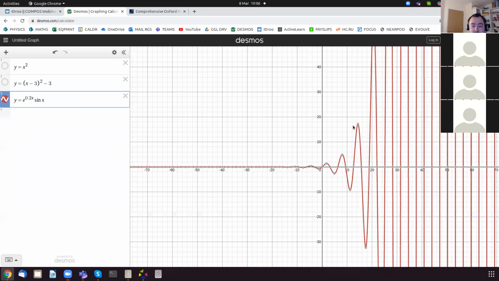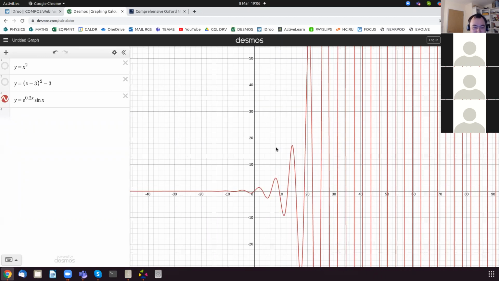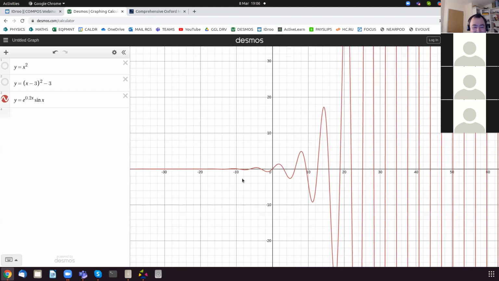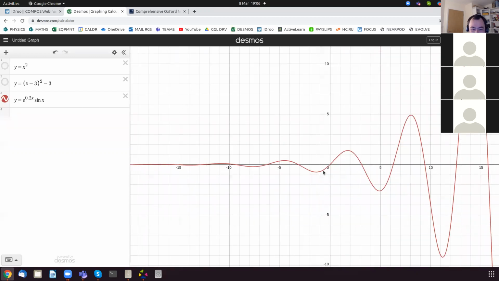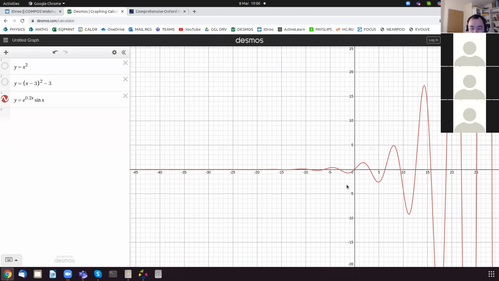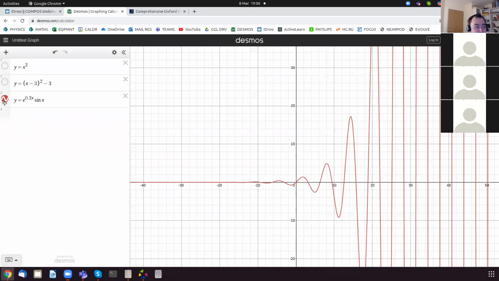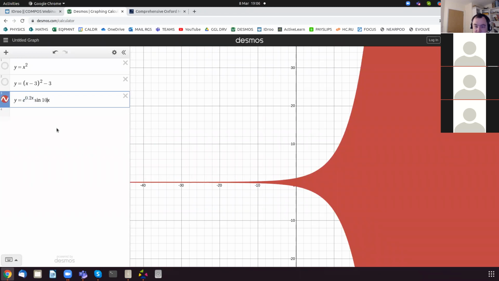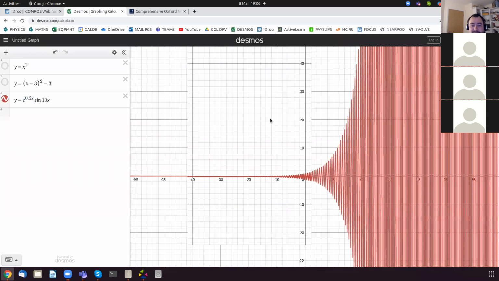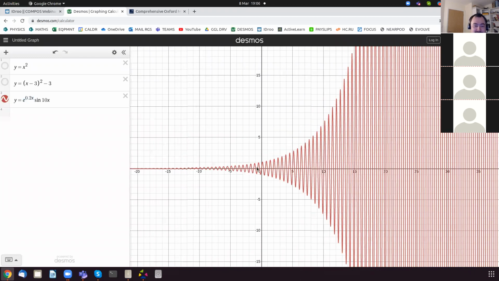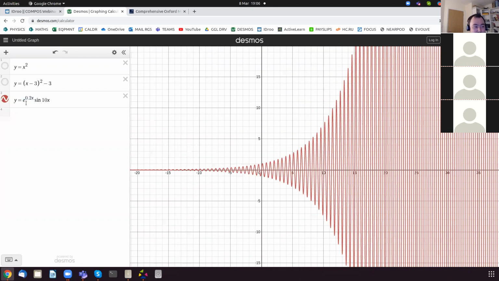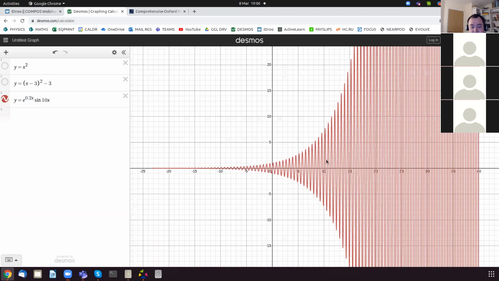Okay, so let's look at this graph. You can see that it's a sine wave, which is getting bigger and bigger. It's a sine wave multiplied by an exponent. So that's quite an interesting graph, actually. I'm going to increase the frequency, so 10x. That looks quite interesting. So it's a sine wave, then the amplitude is an exponent.